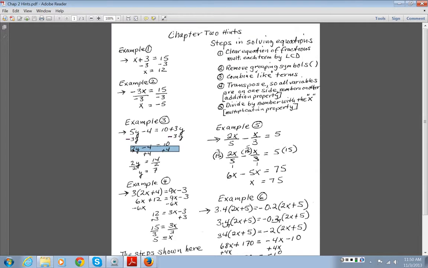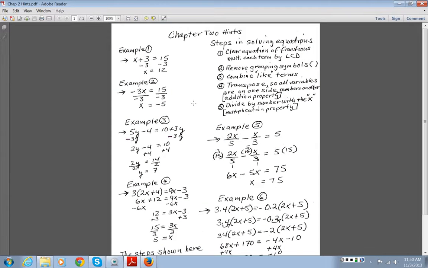So again, I want to isolate the variable. So I'm going to add the additive inverse of a -4, which is a +4, to both sides. This gives me a 14 on this side. This is 0. I now have 2y equals 14. And then I'm going to divide by the numerical coefficient of y, which is 2. And I get y equals 7.